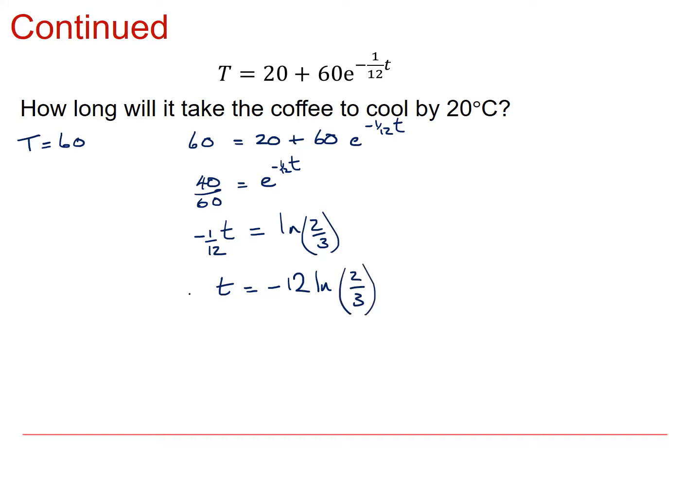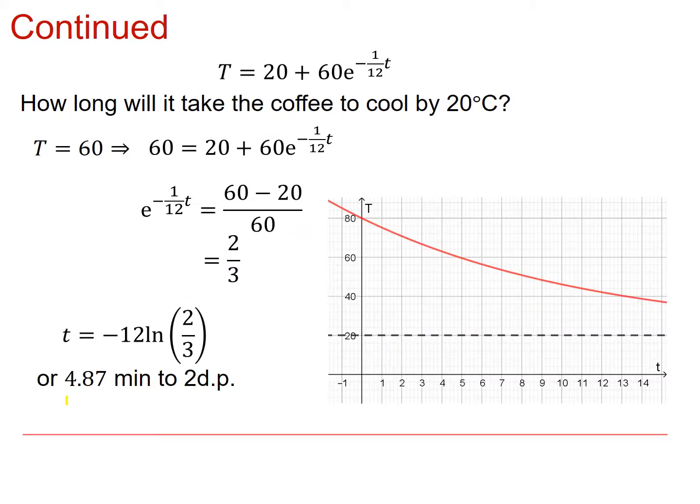Now at this point you might be concerned that you're going to get a negative time, but of course the log of 2/3, because 2/3 is less than 1, will in fact be negative. And if you work that out on your calculator, you will get that t is equal to 4.87. Remember, that's minutes. That's working to 2 decimal places. There's that working tidied up for you. We get our 4.87 minutes.